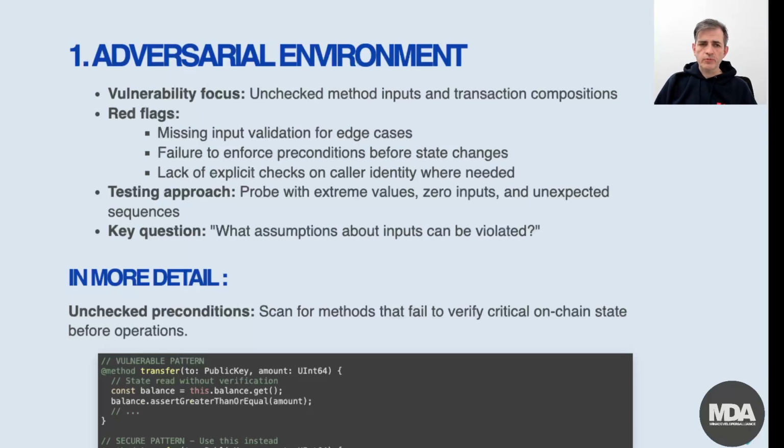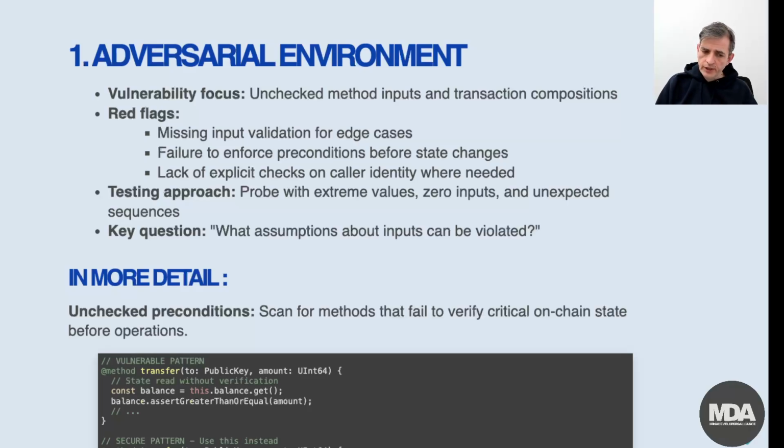For each of these areas, I'm going to start with a small summary and then go into further detail, sometimes with some example code for you to have a look at. So let's start by thinking about the environment. It's really important that you remember that we have an adversarial environment. Our code is running in an adversarial environment, and so the focus we need to have is to expect some malicious inputs or maybe malicious composition of transactions.